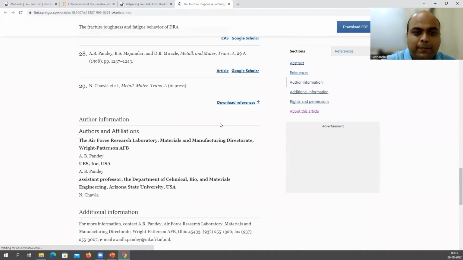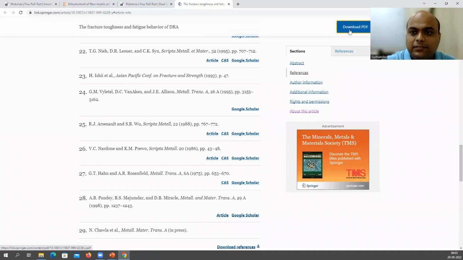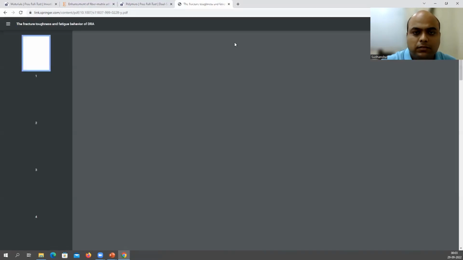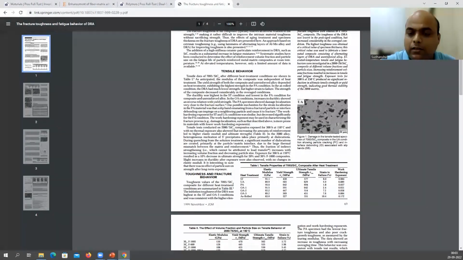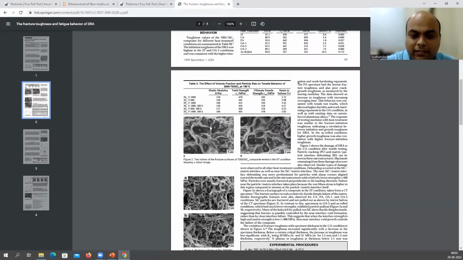So this is the paper by Professor Chawla, the fracture toughness and fatigue behavior of DRA by Pandey and Professor N. Chawla. So this is your MMC, right? Particulate MMC. So this is 7093 silicon carbide composite. So see here, you have two fracture surfaces.